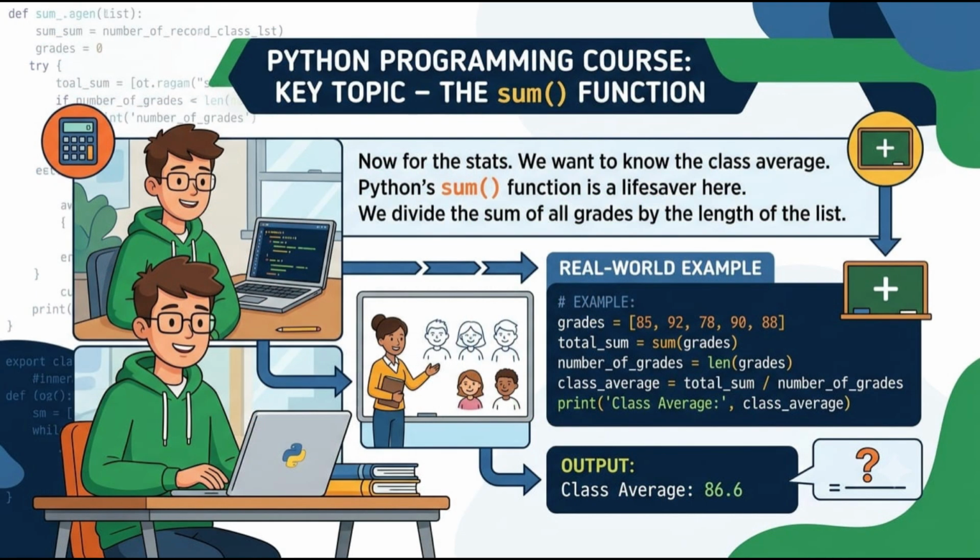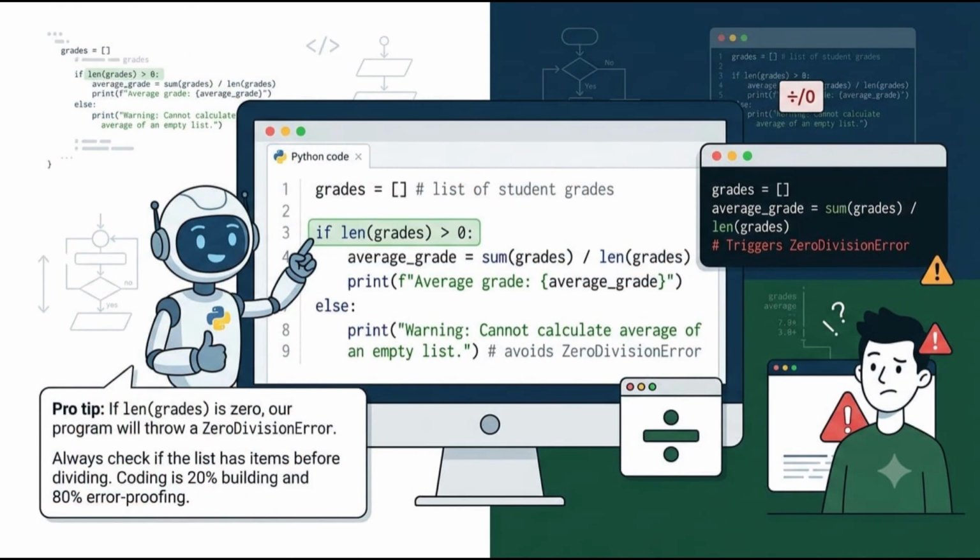Now for the stats. We want to know the class average. Python's sum function is a lifesaver here. We divide the sum of all grades by the length of the list. Pro tip: if len(grades) is 0, our program will throw a zero division error. Always check if the list has items before dividing. Coding is 20% building and 80% error proofing.